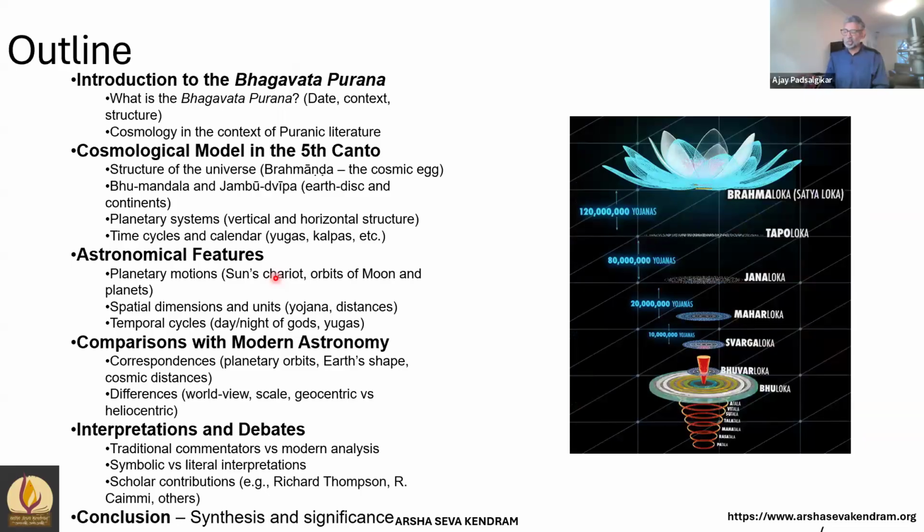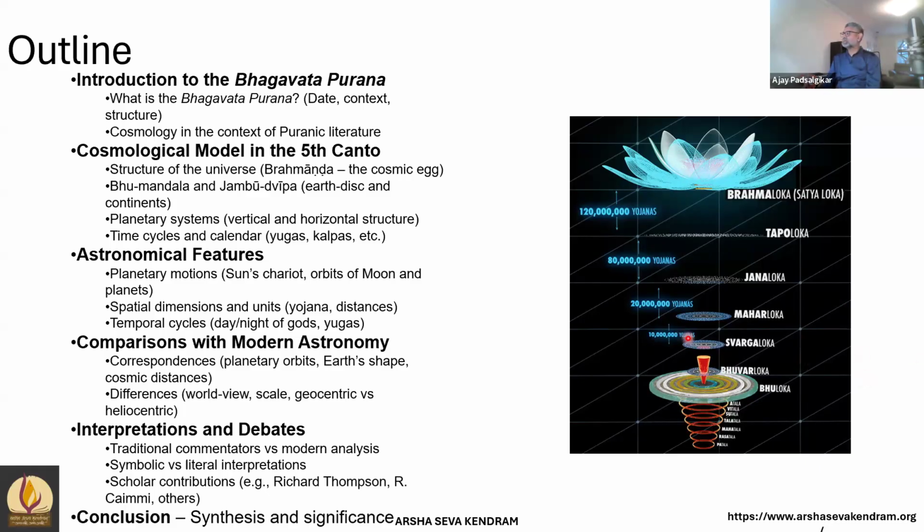Okay, so today we're going into looking at Srimad Bhagavatam, and this is the roadmap, the agenda of what we'll be talking about. We'll go into a little bit of understanding what the Bhagavata Purāṇa is, what the different dates are, what the background is, and what the cosmological model is that is presented. That is presented in what is known as the fifth canto, or fifth skanda, of the Bhagavata Purāṇa. There they talk about Brahmanda, Bhumandala, Jambudvip, and all the planetary systems, both the vertical and the horizontal structure of the universe.